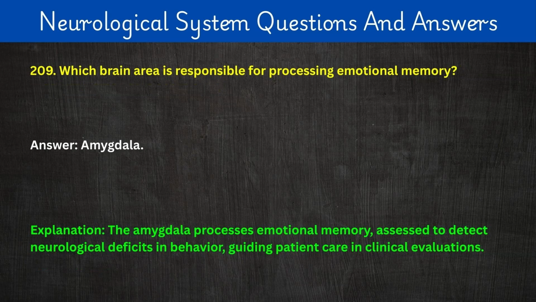209. Which brain area is responsible for processing emotional memory? Answer: amygdala. Explanation: the amygdala processes emotional memory, assessed to detect neurological deficits in behavior, guiding patient care in clinical evaluations.